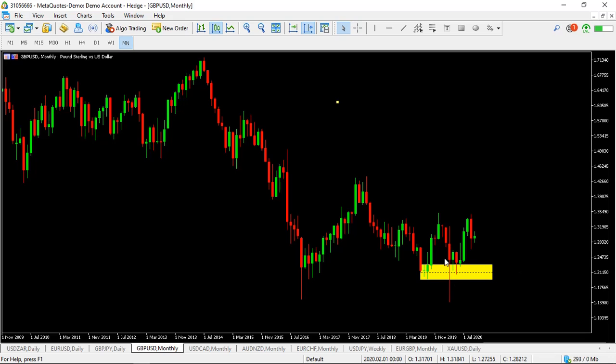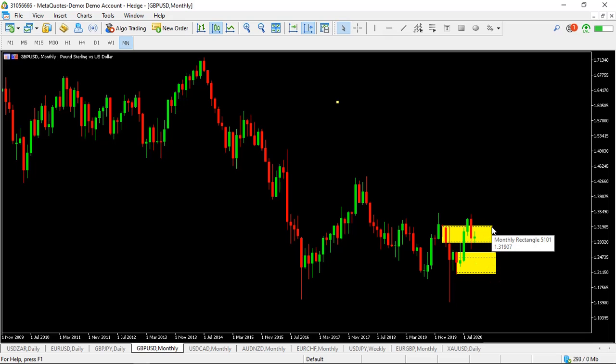Because we are looking at the monthly, let's focus here. This demand that was created was broken by this supply, and this supply was broken by this demand. So in this corner, our demand is in control. This demand level is in control.